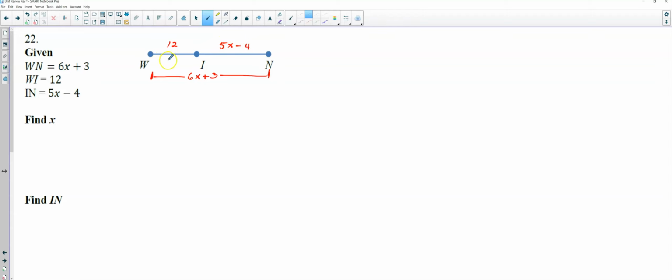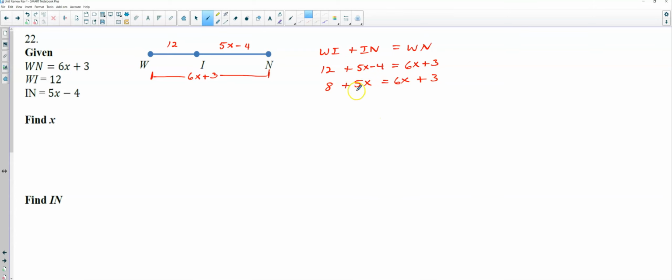Well, here you have the segment addition postulate. WI plus IN equals WN. WI is 12 plus 5x, minus 4, equals 6x plus 3. 12 minus 4, we have 8 plus 5x equals 6x plus 3.